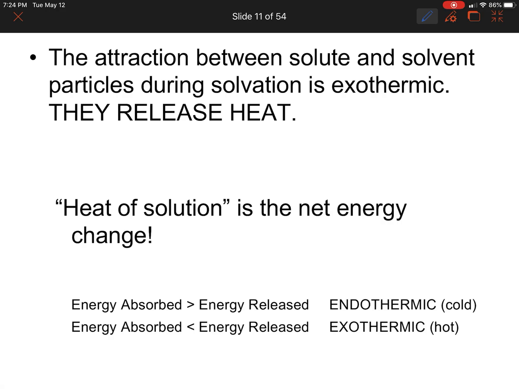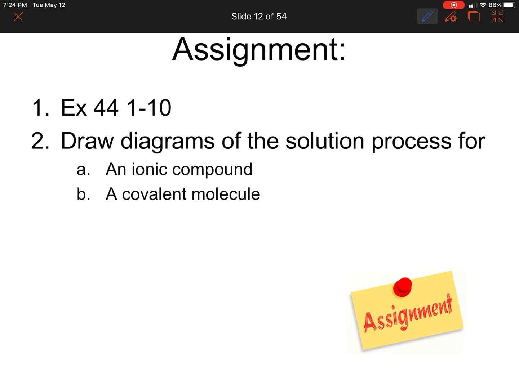So energy absorbed greater than energy released, endothermic. If the energy absorbed is less than the energy released, exothermic. So endothermic, it's going to feel cold. Exothermic, it's going to feel hot.